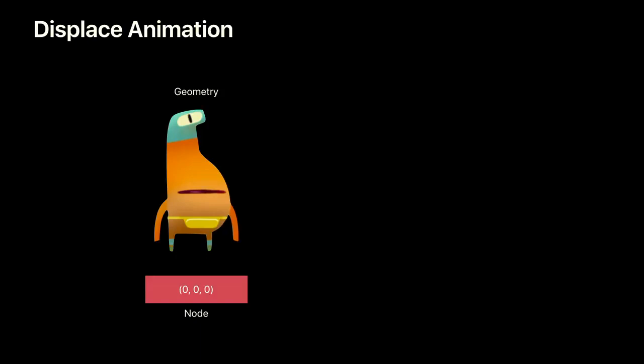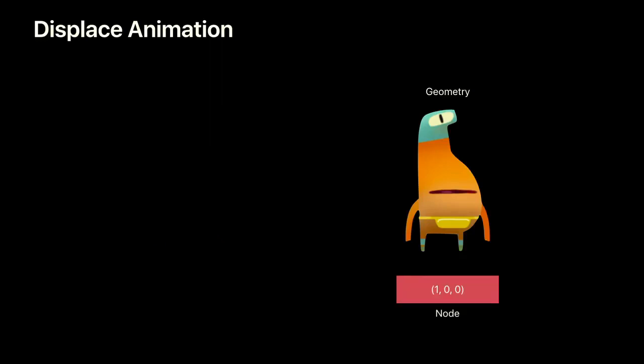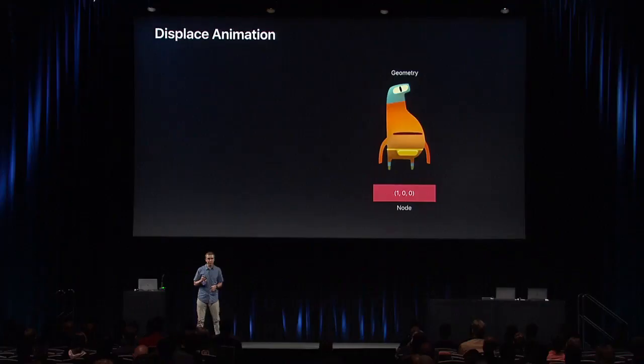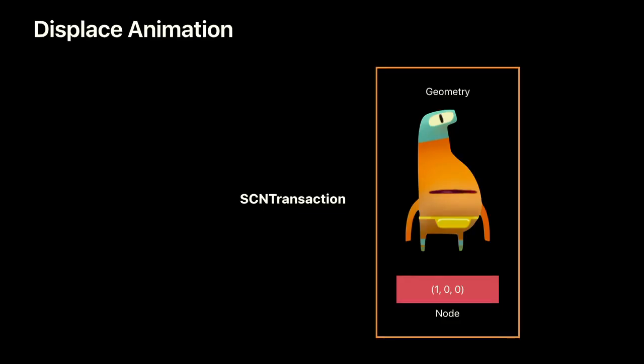We leave the node alone, and we apply an animation which actually has displacement in it. So this moves the geometry away from the node, and then when that animation is complete, we synchronize the node's position and remove the animation. We do that with a type in SceneKit called an SCN transaction. And SCN transactions allow you to make sure that update happens in one frame. So let me show you what that looks like.